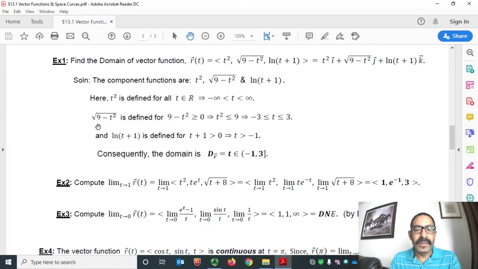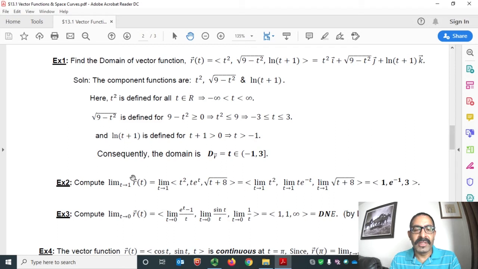The second component is radical 9 minus t squared. This component function is defined when 9 minus t squared is greater than or equal to 0, which implies t lies between negative 3 and 3. So the domain of the second component is t between negative 3 and 3, including both endpoints. Similarly, the last component function, natural log of t plus 1, is defined for t plus 1 strictly greater than 0, which implies t is strictly greater than negative 1.